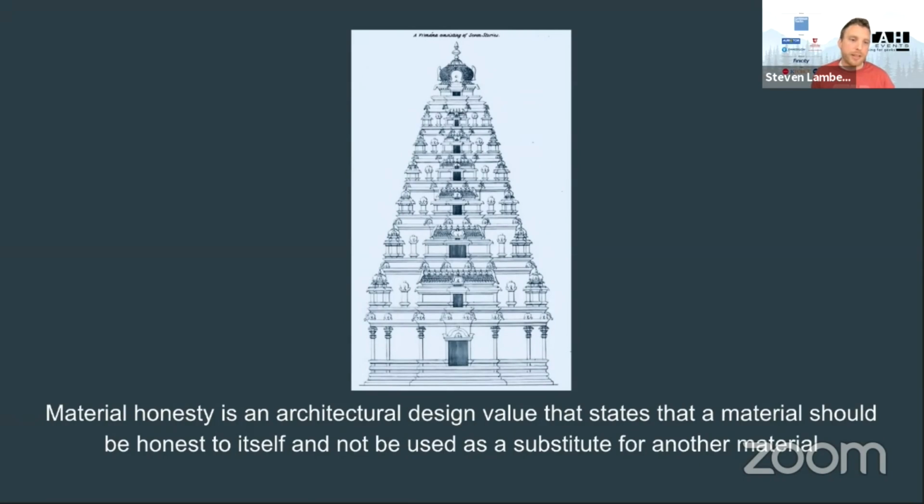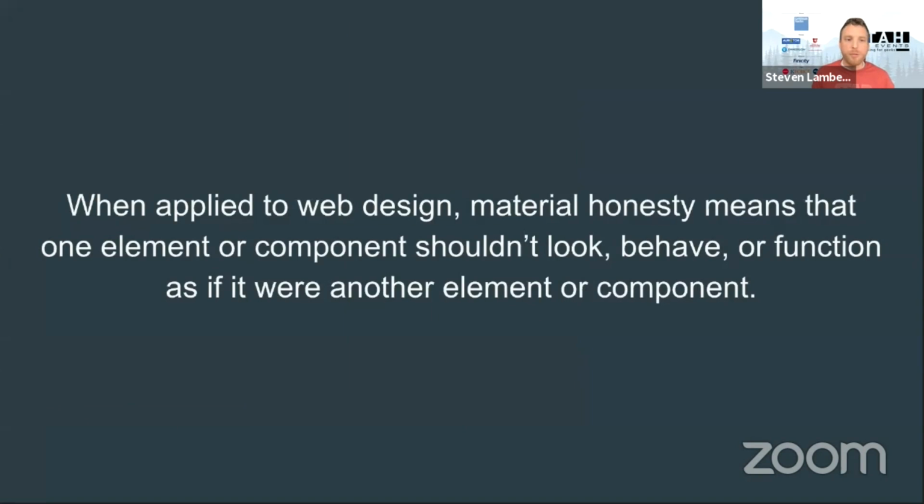In other words, it states that concrete should be poured and in the end look like concrete, and it shouldn't be painted or sculpted to look like another material like bricks. If concrete was sculpted and then painted to look like bricks, materially, that is dishonest because the user thinks it's bricks, but then behind the facade is concrete. When applied to the web, material honesty means that one element or component shouldn't look, behave, or function as if it were another element or component.